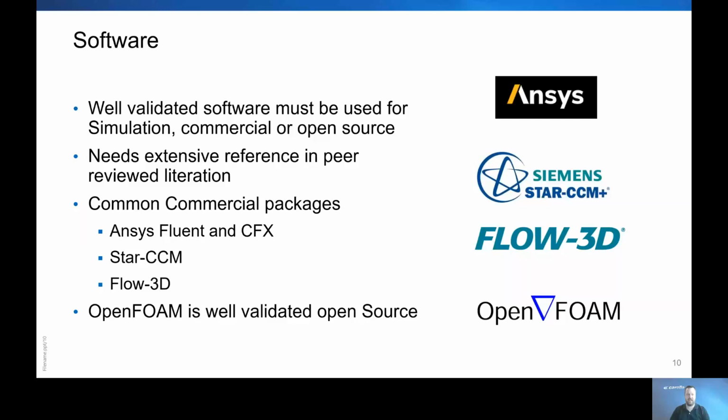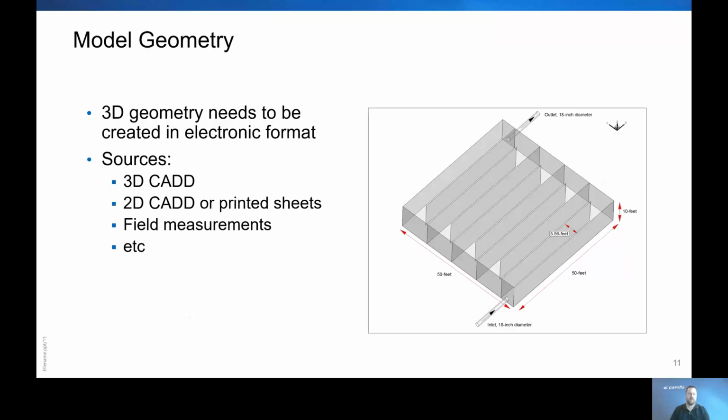So there are commercial and open source products available. Common commercial packages would be Fluent or CFX developed by ANSYS, Star CCM Plus developed by Siemens, Flow 3D, or OpenFOAM, which is an open source software that's been developed jointly by people around the world. And it's been shown to be fairly accurate, and there are a number of CCB examples in the literature using this software. For the model geometry, it needs to be 3D in some sort of electronic format.